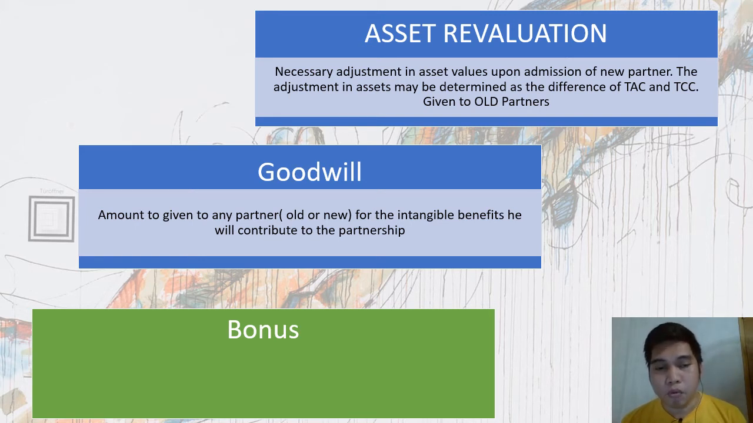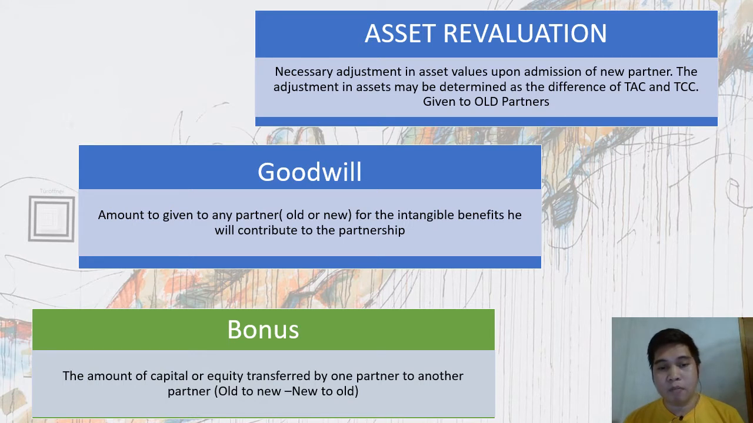So last, we have the bonus. Bonus naman, the amount of capital or equity transferred by one partner to another partner. So old to new, new to old. Under the bonus method po or yung bonus approach, basically, instead of increasing the asset of the old partnership before the admission of the new partner, ang gagawin na lang po, magkakaroon na lang tayo ng bonus. So under the bonus, the total agreed capital is equal to the total contributed capital. So basically, kapag may difference between the agreed capital of the new partner sa kanyang contributed capital, tapos yung asset natin hindi tataas, so ang best way is just to give bonus from old to new or kaya naman new to old. So ito po yung tatlong reasons kaya po nagkakaroon ng adjustment sa ating partnership liquidation.